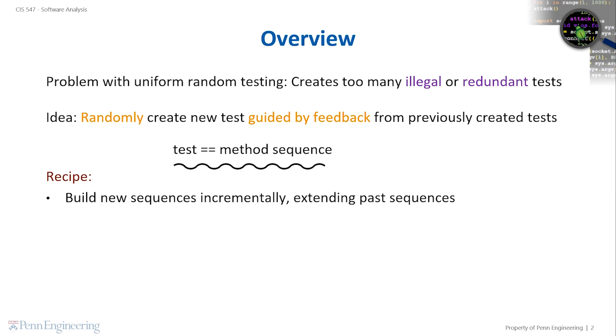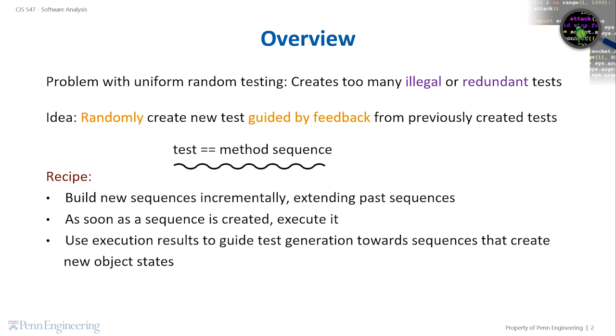It builds new method sequences incrementally by extending past method sequences. As soon as a method sequence is created, it executes the sequence. It then uses the result of this execution to determine whether it is an illegal or a redundant sequence, in which case it discards the sequence. Otherwise, it remembers the sequence to extend it when generating future sequences. It thereby guides test generation towards sequences that create new object states instead of ones it has already seen.